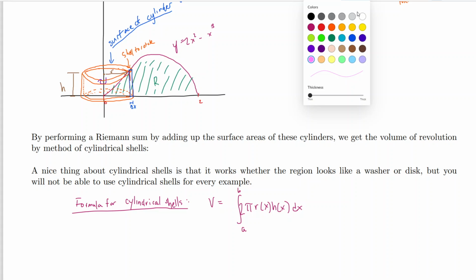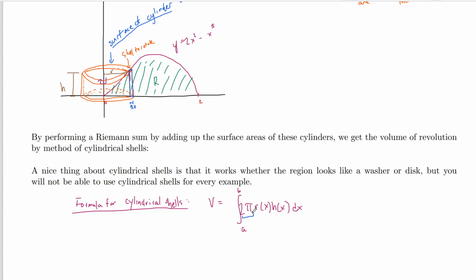And most people like to go ahead and just factor out the 2 pi in their formula, sort of like we did with the pi eventually in the last section. So 2 pi from a to b of r of x times h of x dx.